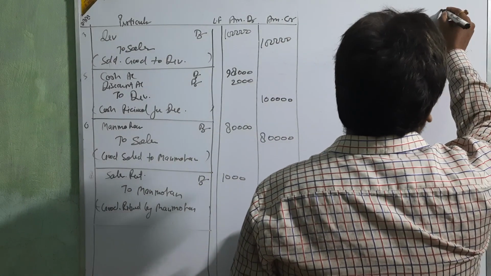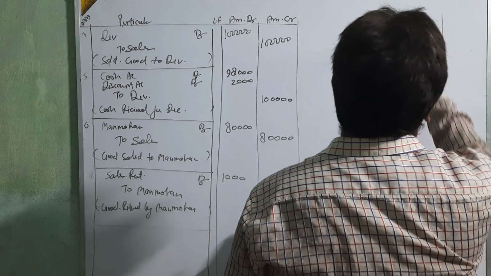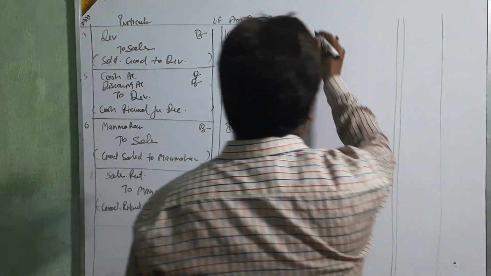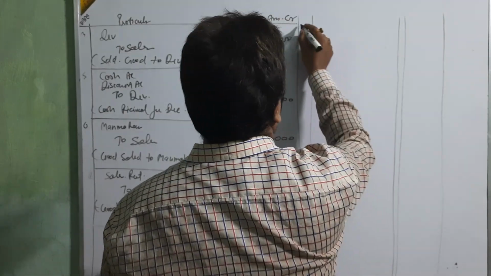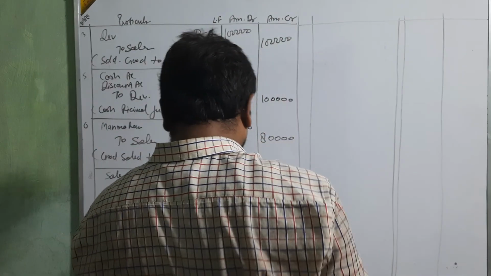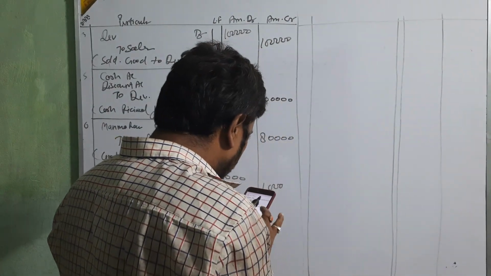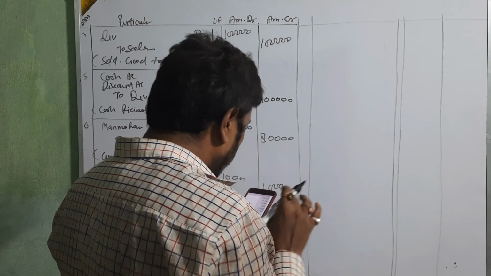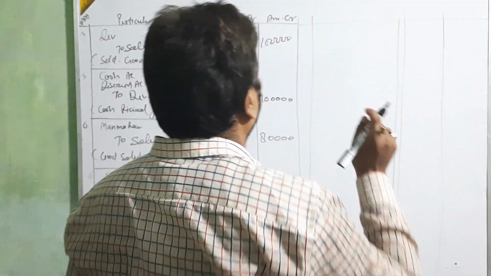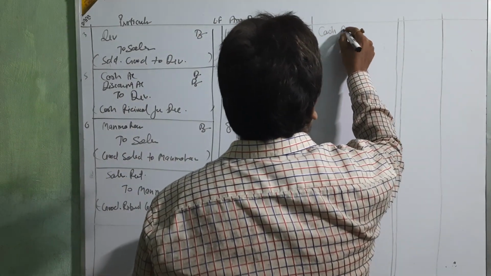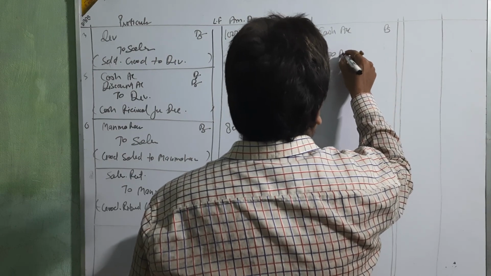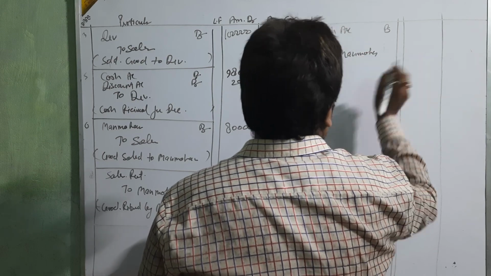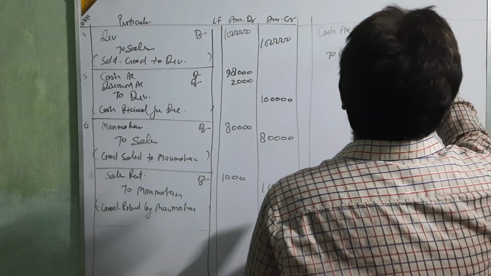Just make the pro forma again. Okay, next is received from Manmohan in full settlement of his account 78,200. You are receiving, which means cash account debit, and Manmohan is given, which means Manmohan credit.